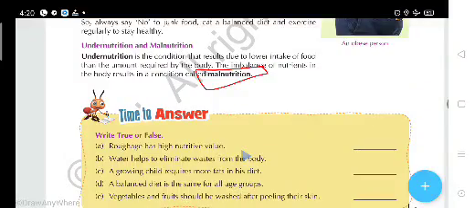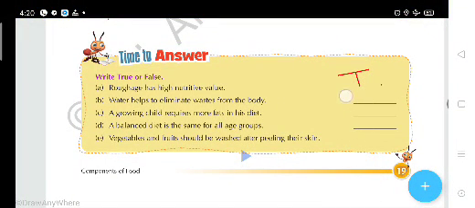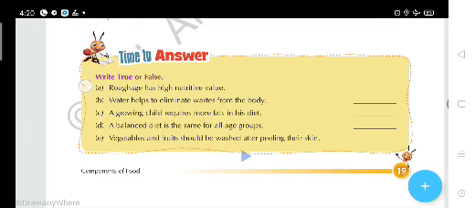Now it's time to answer. Simply true and false, like this. First of all, you have to read the question. The roughage has high nutritive value. Is it true or false? Of course, this is false. It does not contain the proper nutrients, so therefore you have to answer these questions.